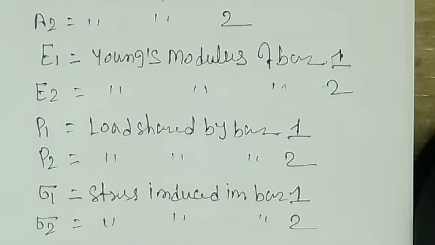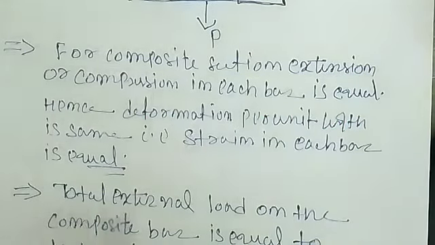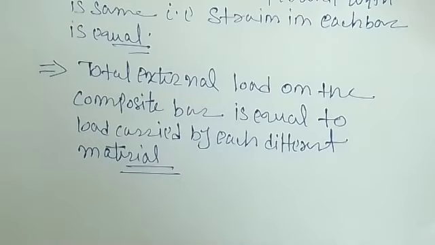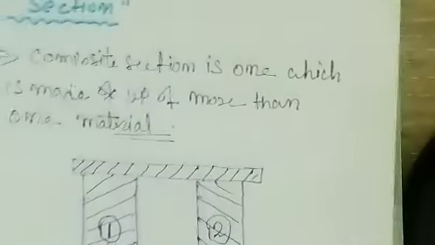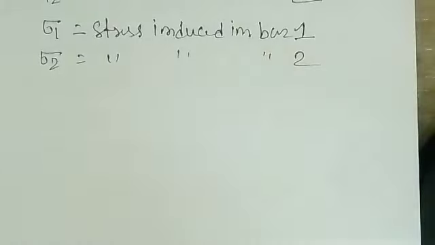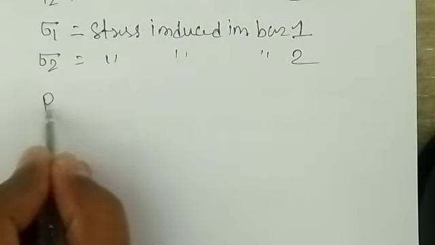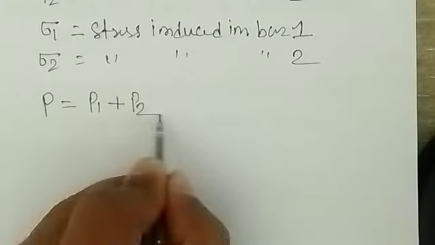So these are the nomenclature we have taken into consideration. Next, we have to satisfy the two conditions. First, for a composite section, extension or compression in each bar is equal, and hence the deformation per unit length, delta L by L, which is the strain in each bar, is equal. Second, the total external load on the composite bar is equal to the load carried by each different material. So the total load carried by the composite section equals the sum of the load of each bar: P is equal to P1 plus P2.